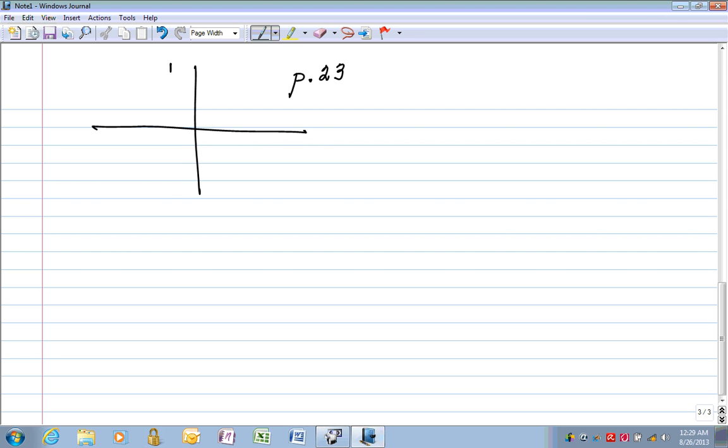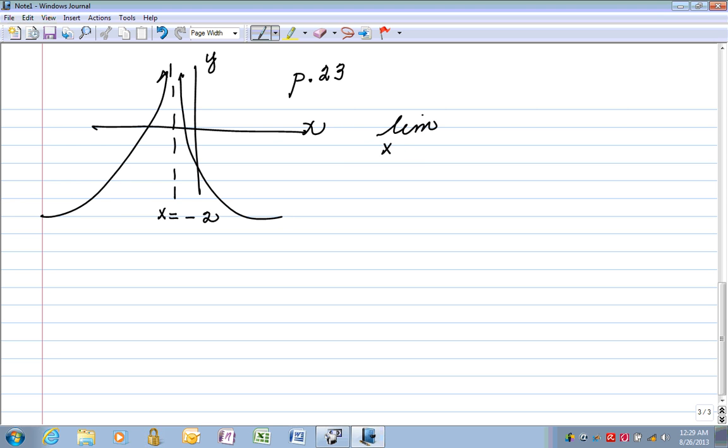We have a vertical asymptote at x equals -2. Of course, this is the x-axis, this is the y-axis. And you have it coming up here and coming up here. So the limit as x approaches -2 from the right side is positive infinity for f of x, and the limit of f of x as x approaches -2 from the left side is infinity.